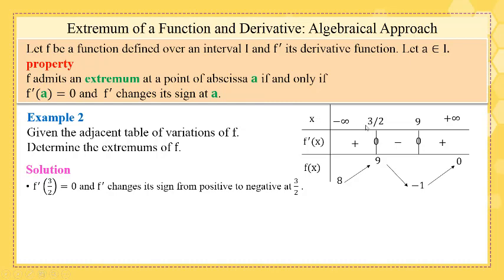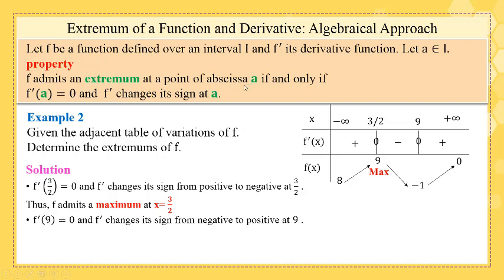Wait, which extremum? Maximum or minimum? Look here, f is increasing, then it is decreasing. So f admits a maximum at x equals 3/2. Also, f prime changes its sign from negative to positive at 9. So f admits an extremum at the point of abscissa 9. Since f is decreasing, then it is increasing, thus f admits a minimum at x equals 9.